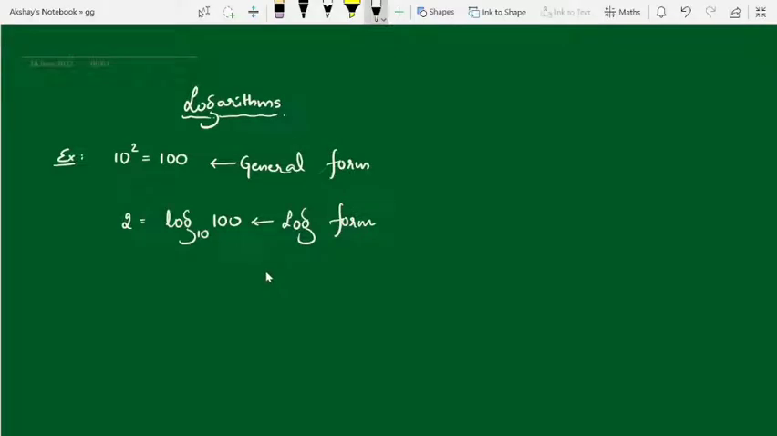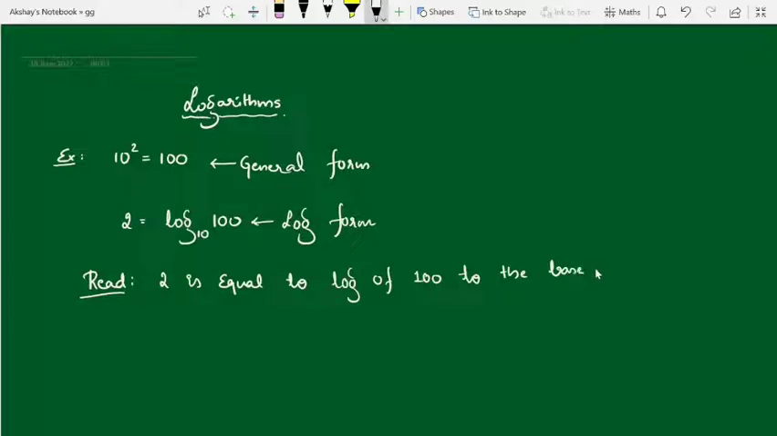In logarithmic format we are going to write it in this manner. And how do we have to read the above step? 2 is equal to log of 100 to the base 10. Clear?